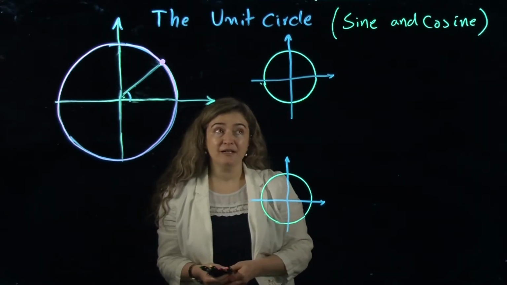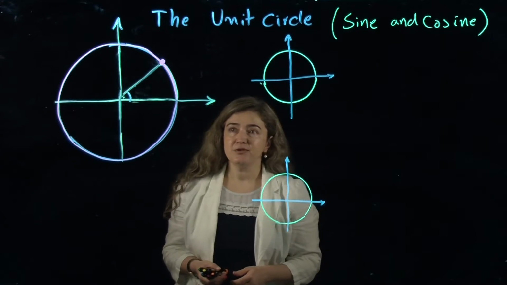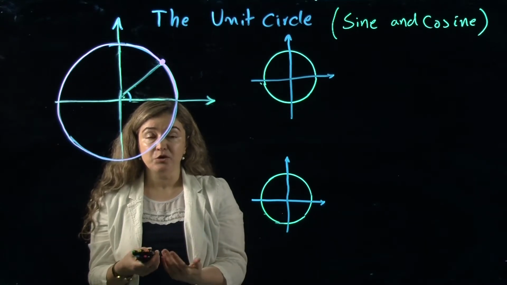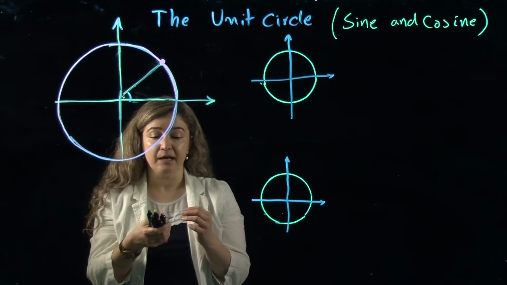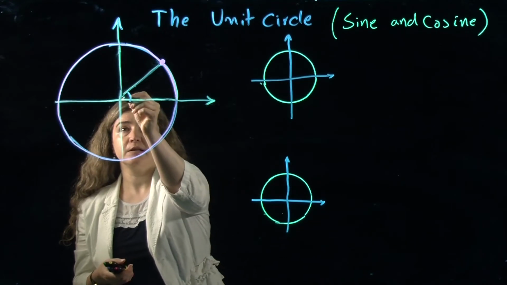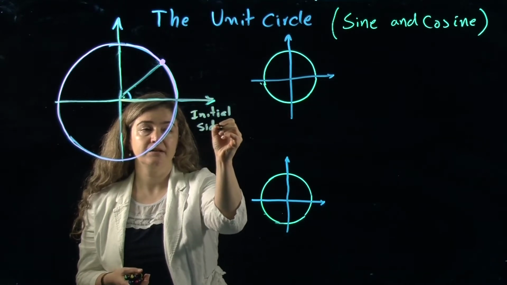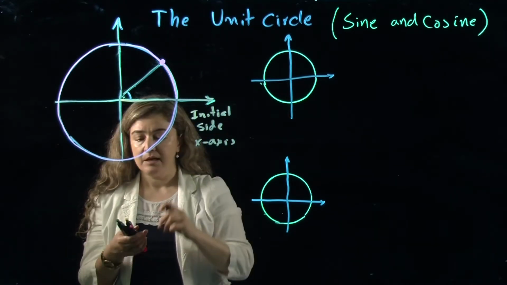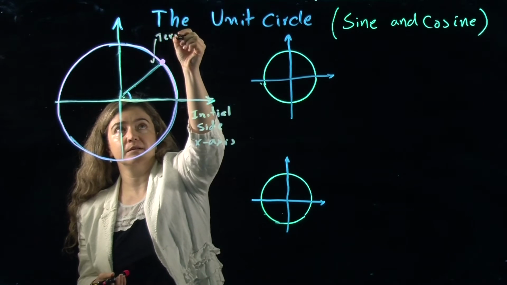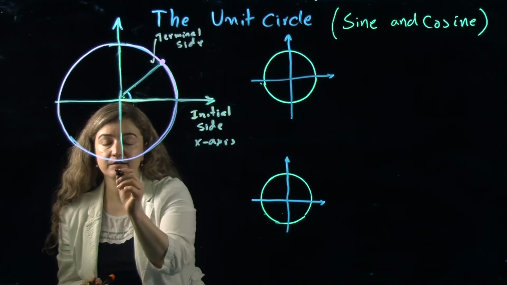So we're continuing with the definition of sine and cosine on the unit circle. Let's do a little bit of review from what we've done so far. When we're discussing an angle on a unit circle, we're discussing the angle that is measured from the initial side, or x-axis, and to the terminal side, and in counterclockwise.